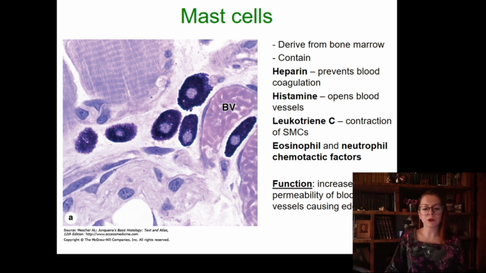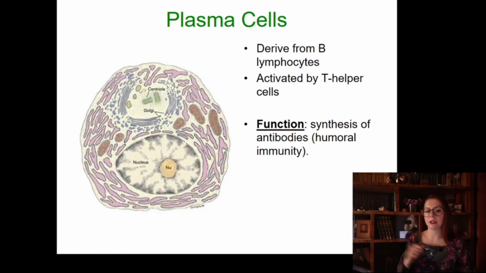Okay, and of course, eosinophil and neutrophil chemotactic factor. I do not stop on those substances because you are already aware about heparin, histamine, and those as well. Functions, the same as for basophils. They are present close to blood vessels because they increase their permeability, causing edema and attracting other cells. And plasma cells. Plasma cells also derive from the bloodstream, and they produce antibodies.